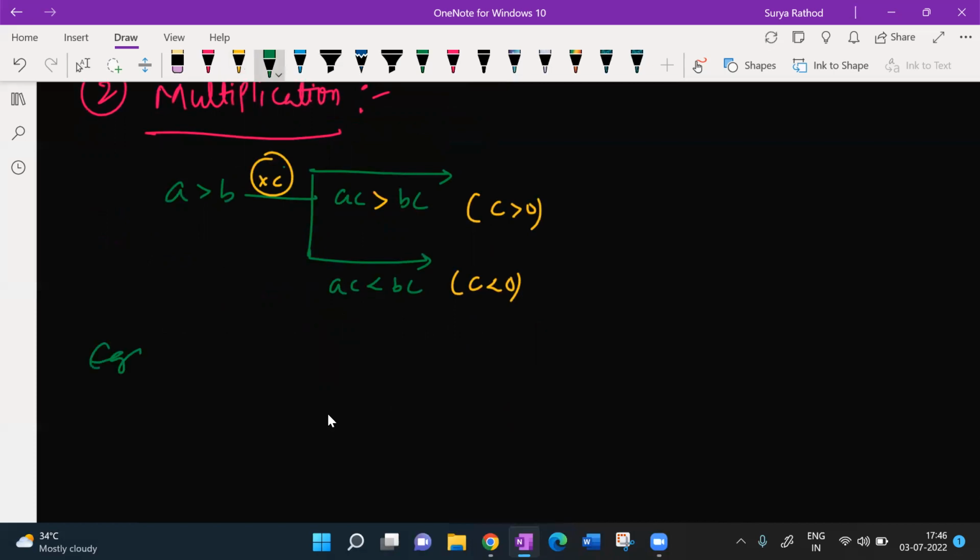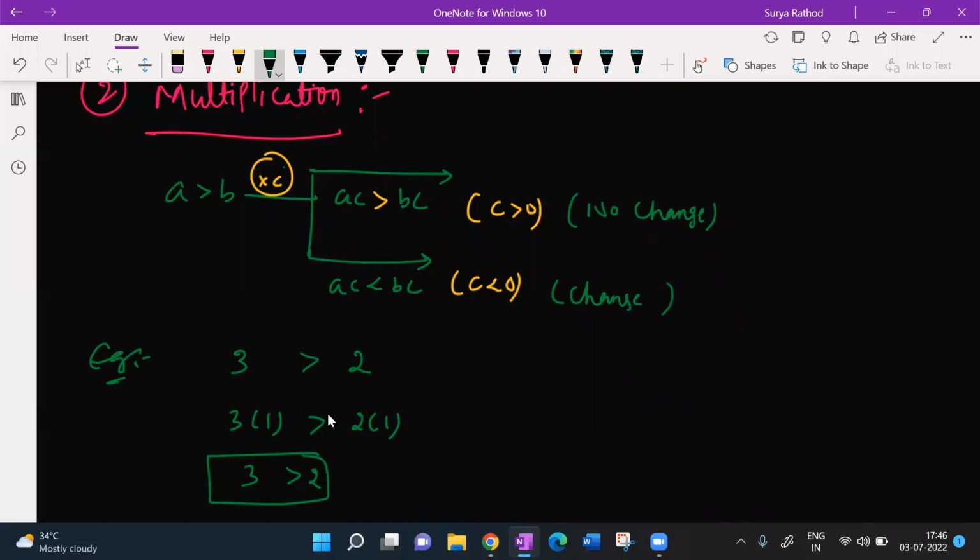For example, I took 3 greater than 2. I'm multiplying with a number which is greater than 0, let's say 1. I'm multiplying with 1 on both sides. 1 is greater than 0, yes. So 3 ones are 3, 2 ones are 2. Does the inequality change? No, it doesn't change. No change in the inequality here.